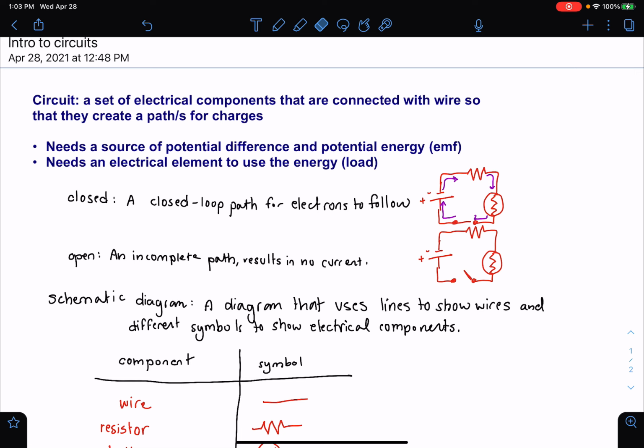A battery provides a source of a potential difference. So both of the sides of the battery are separated by a different potential. So if they're not connected to both sides of the battery, they aren't connected to a potential difference. Okay?